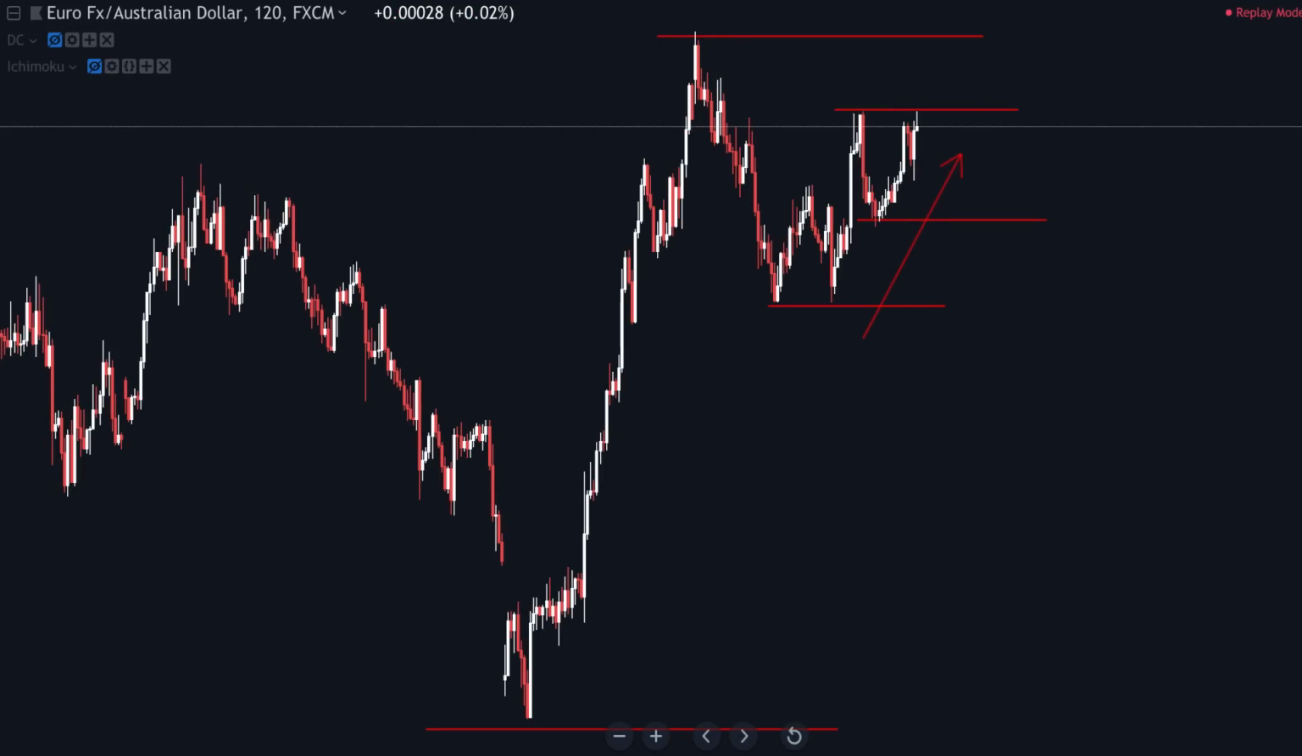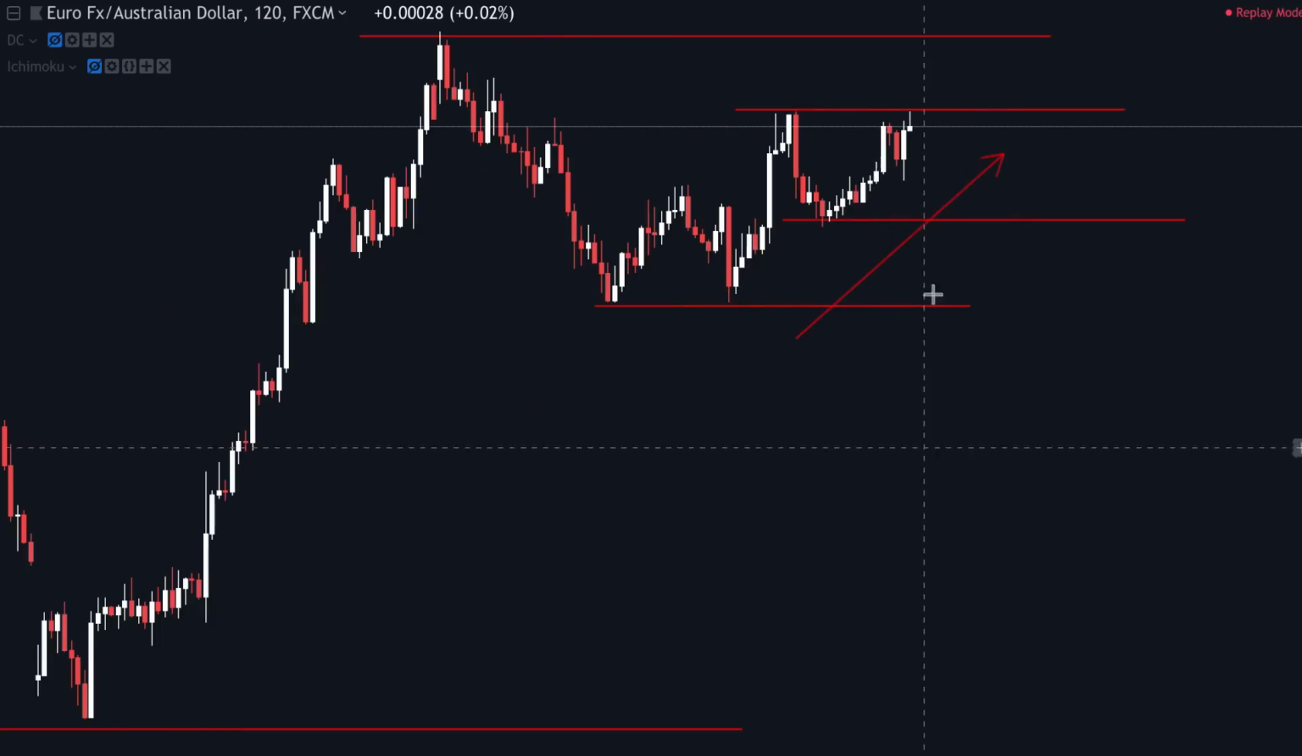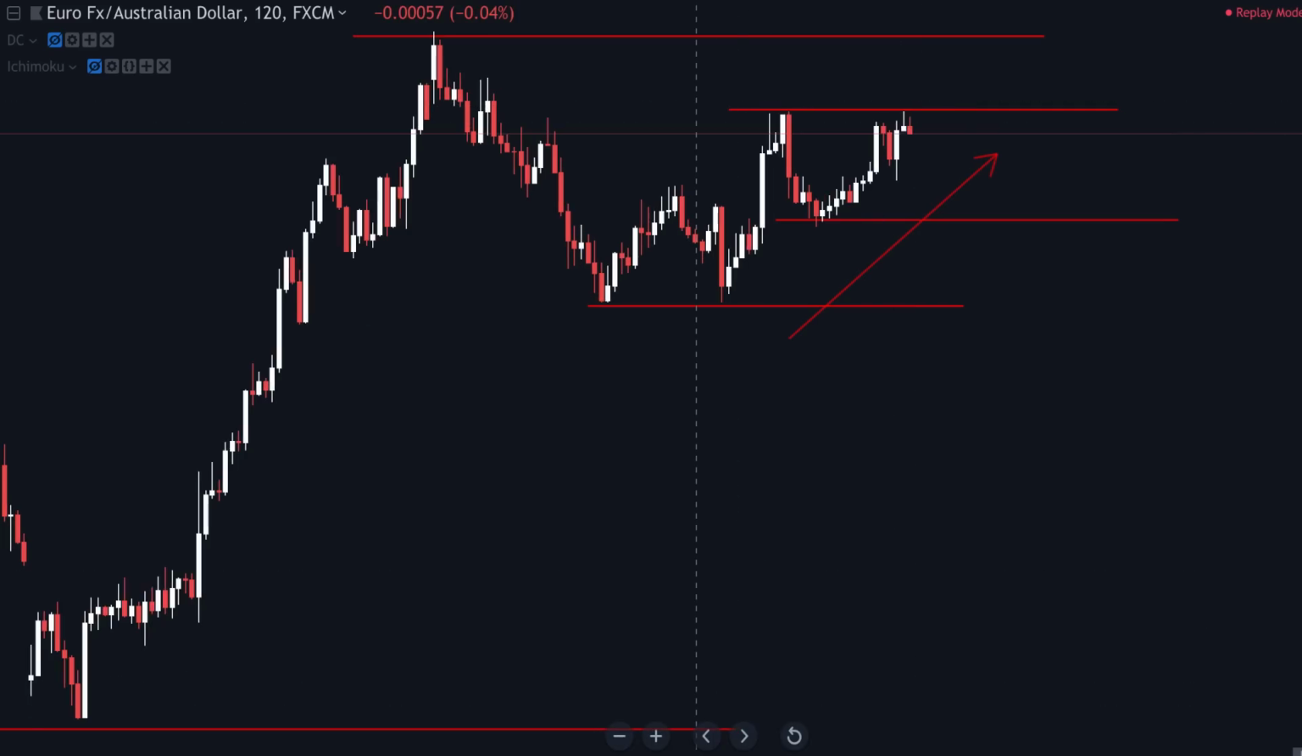So let's see what we do here, and you can see the market is back at the previous resistance, which is a good bullish signal. However, it's not a complete confirmation. We need to see a break above this level, obviously. So let's see what happens.